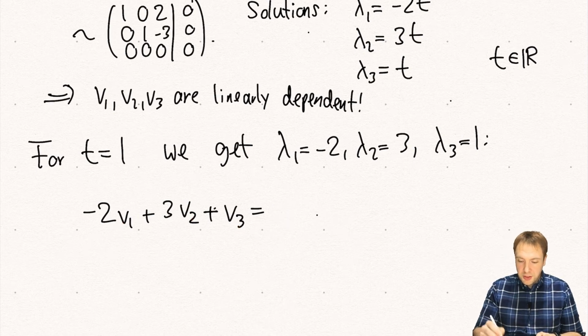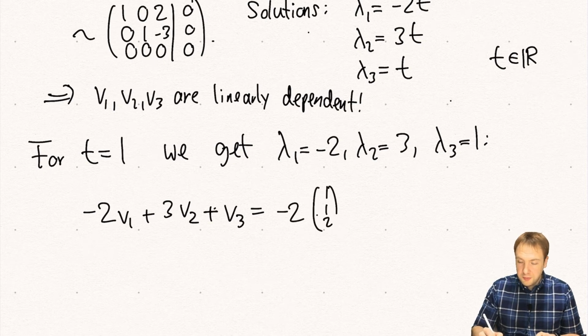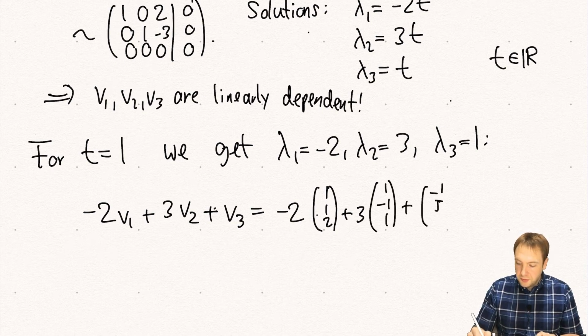So maybe you can take the time to test if I did it correctly. If you add these vectors, you should get the 0 vector.